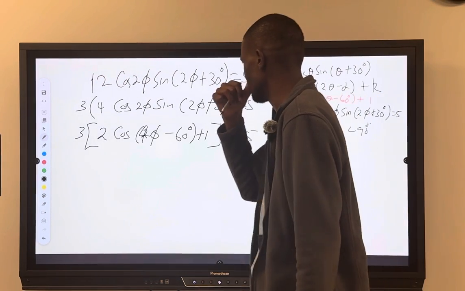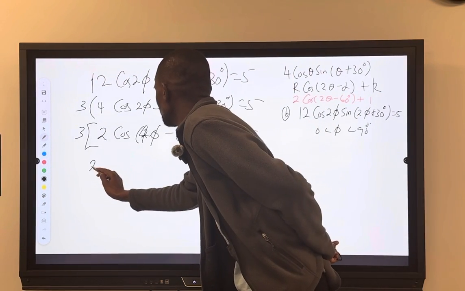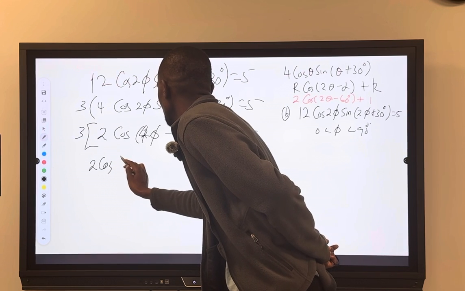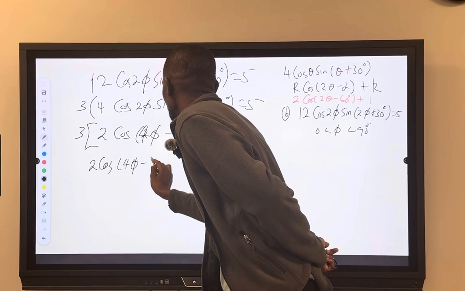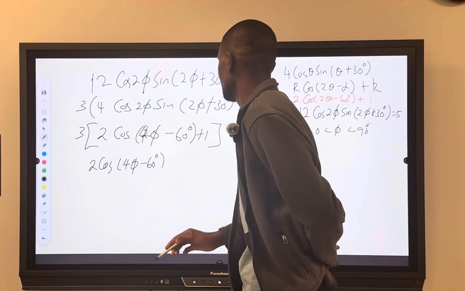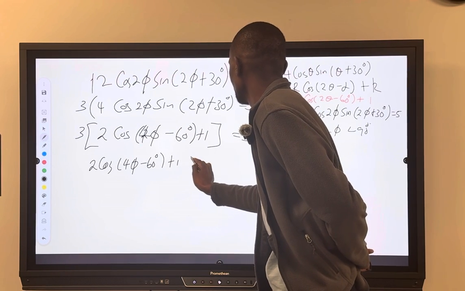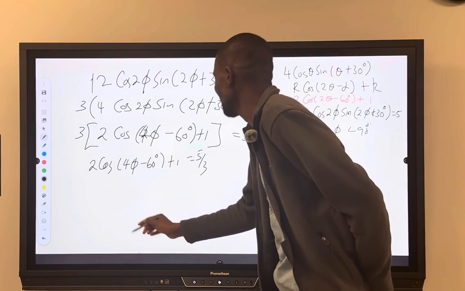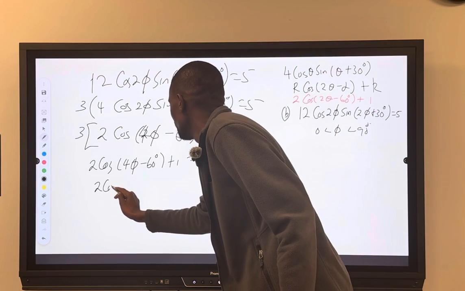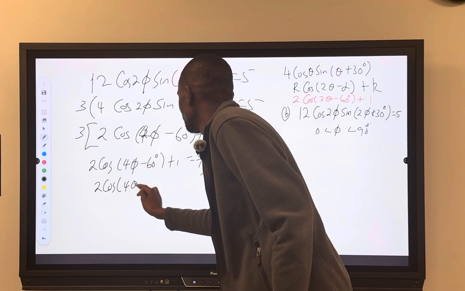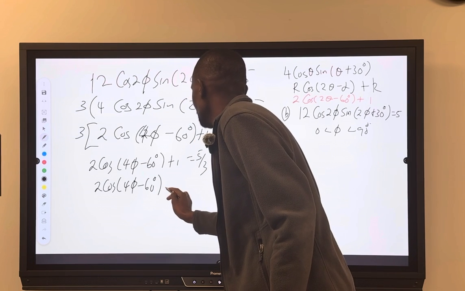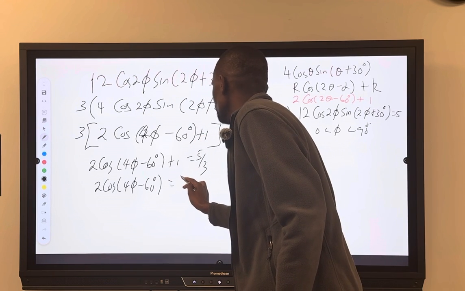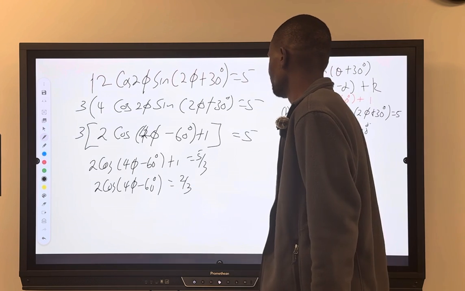So now we need to solve that equation. Let's divide both sides by 3. So it becomes 2 cos 4 phi minus 60 degrees, plus 1 is equal to 5 over 3. Then when I subtract 1 from both sides, I'll get 2 cos 4 phi minus 60 degrees equal to 2 over 3, right?